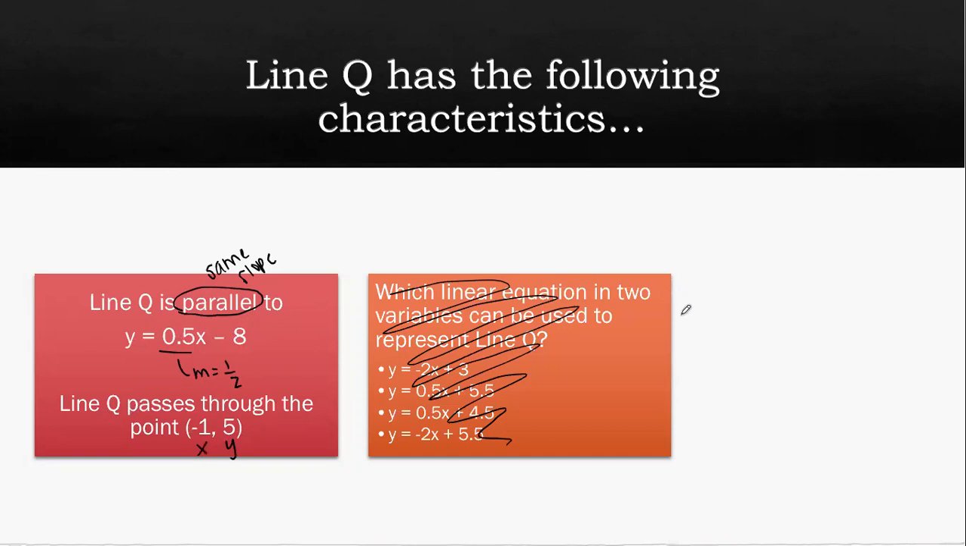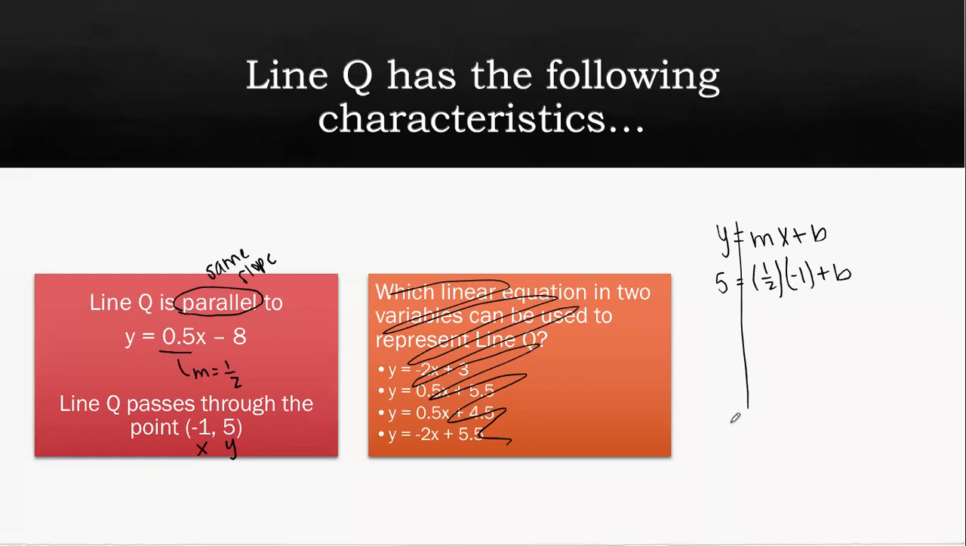Someone on Zoom want to tell me how to set this up? Go ahead, Callie. Okay, to set this up, it gives us the point that it passes through, so we could substitute those into the y equals mx plus b form, substituting y with 5 and x with -1. Perfect. And what am I going to put for m? 0.5. Perfect. So we're substituting in the y and x values and the slope, and we're solving for our new y-intercept.